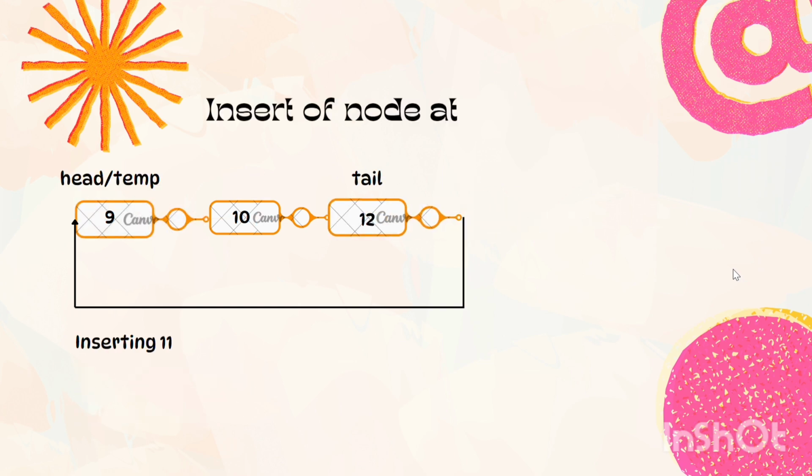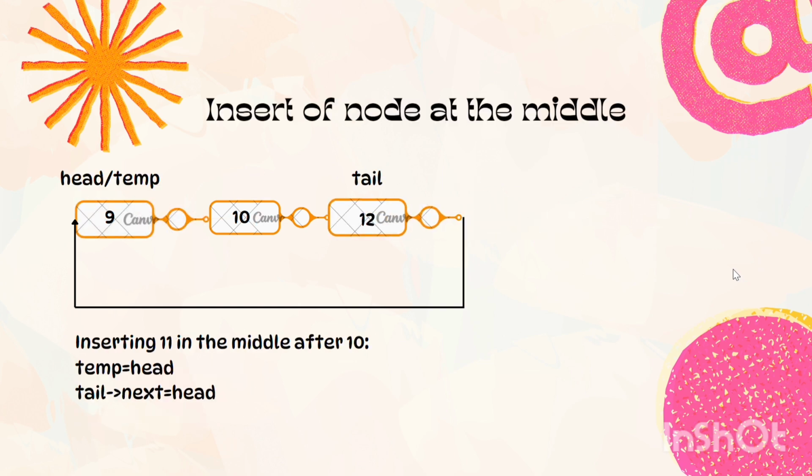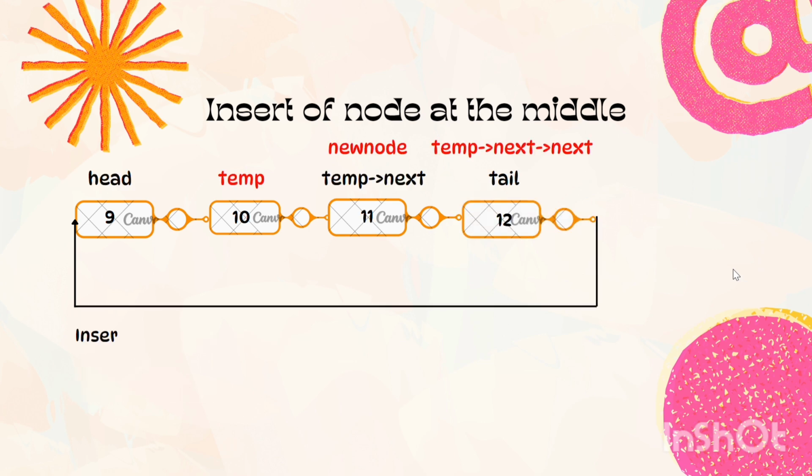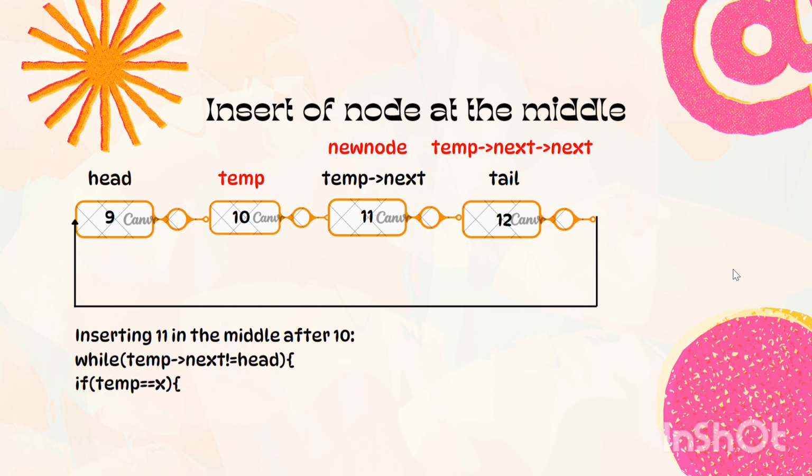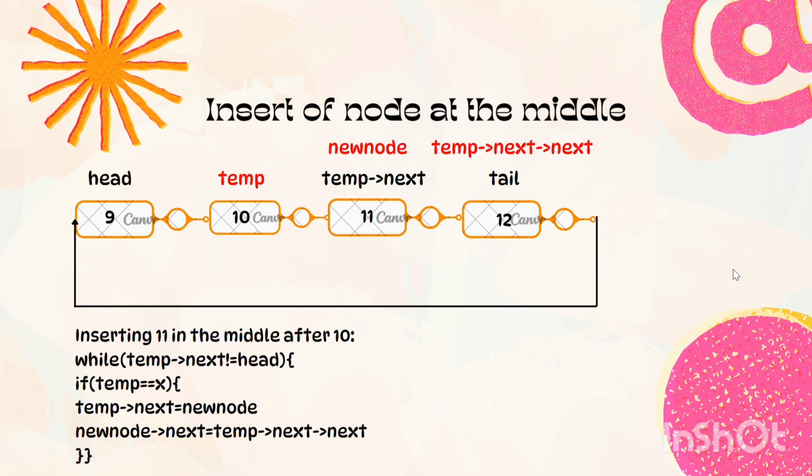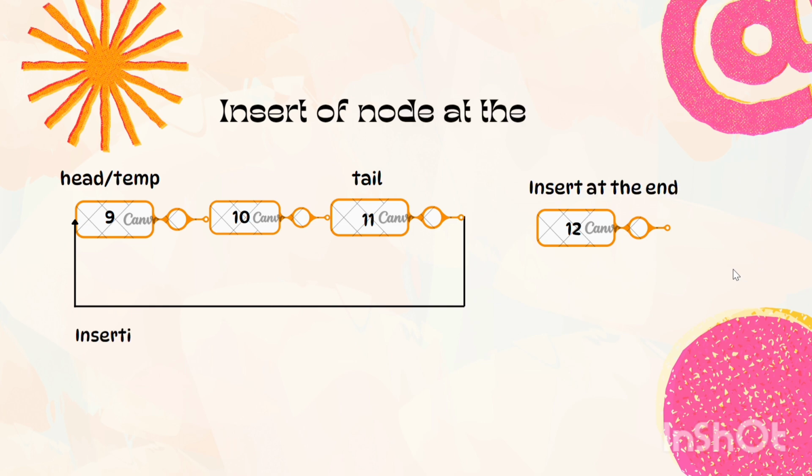Let's see the insertion of a node at the middle. We are going to insert the node 11 next to 10. We can see how we can do it. Here we are going to insert the node at the middle. We first traverse the loop until temp next is not equal to head. In the loop we check if temp is equal to x. Then if temp is equal to x, we set new node next to temp next, and temp next to the new node.